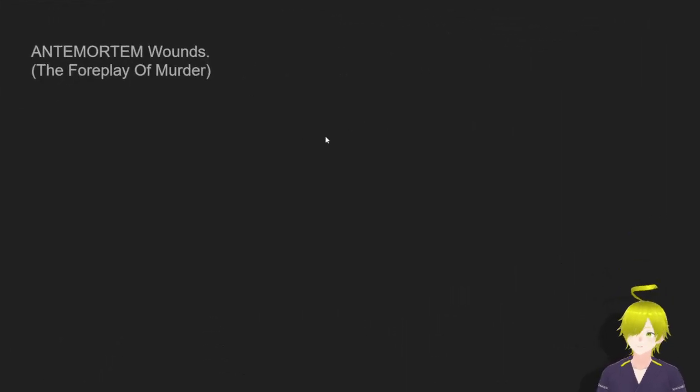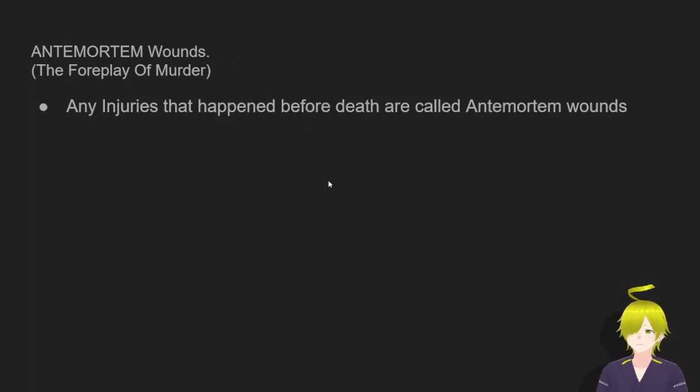Anyways, first things first, we talk about the wounds that happened before murder. Antemortem. The foreplay of murder. Any injuries that happen before death are called antemortem wounds. Well, more specifically, injuries that could have been related to the death of someone, but not the direct cause of the death, happened 5 minutes before the perimortem wounds, which is the killing blow.